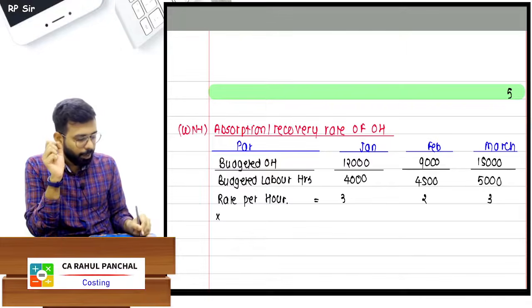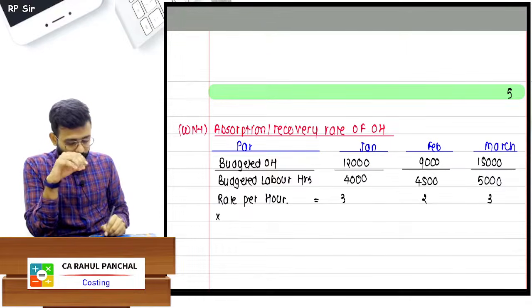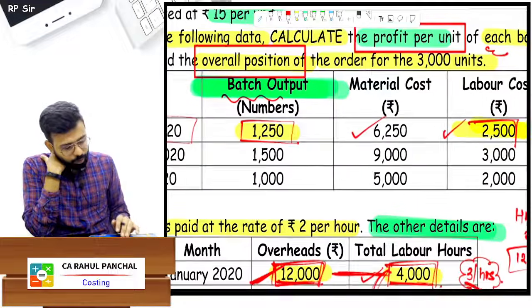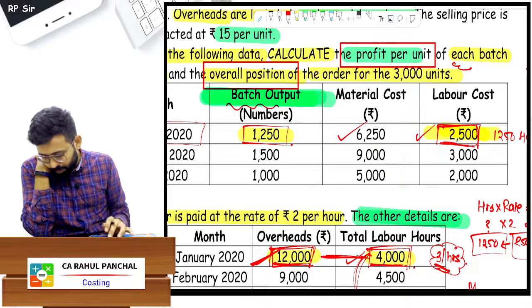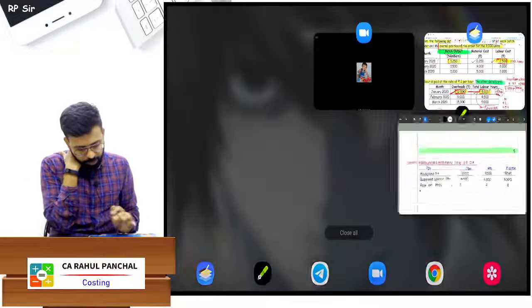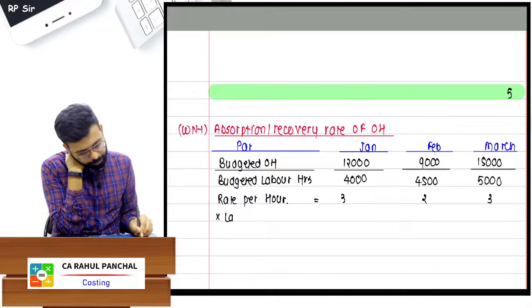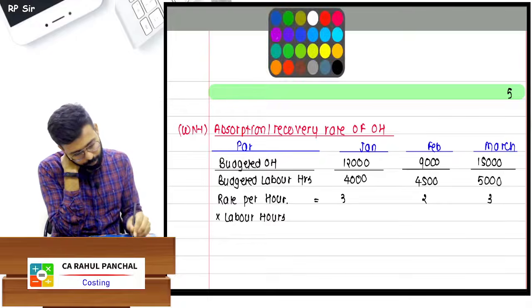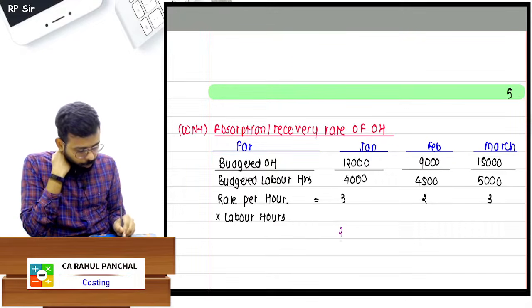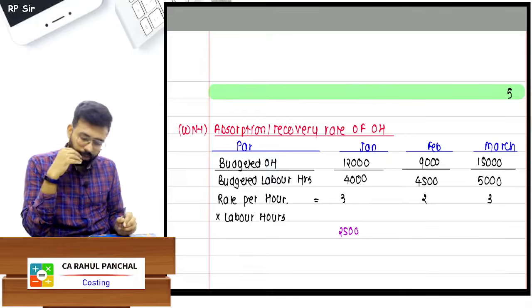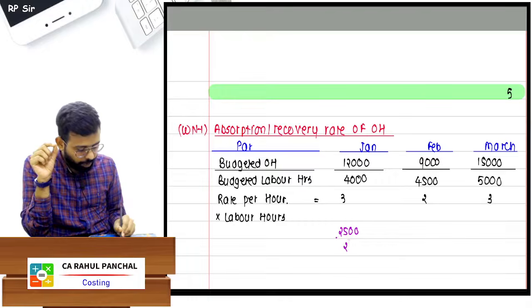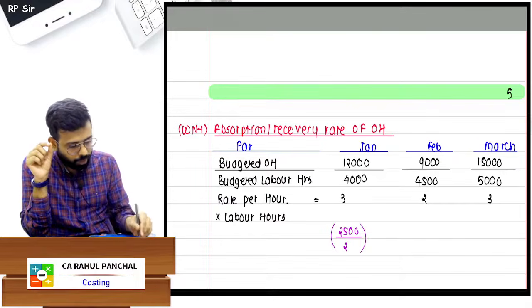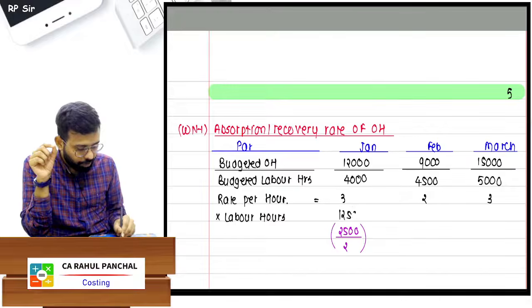In the month of Jan, that batch which we produced, how many hours did that take? First of all, we will have to calculate that, multiplied by labor hours. I will say that I paid 2,500 in the month of Jan to my workers for that specific batch, and my rate per hour is 2. So my workers have worked for how many hours? 1250 hours. It should be very much clear.